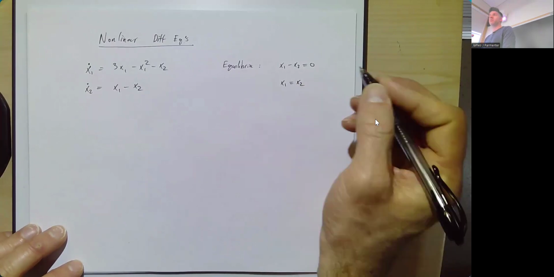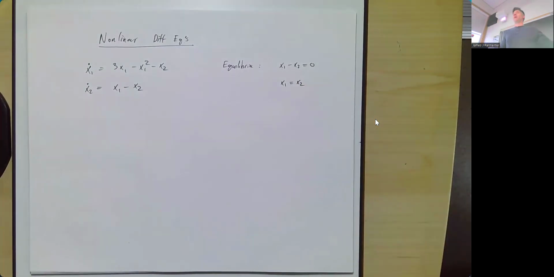that gives me that any equilibrium has to be where x1 is equal to x2. Now, that doesn't mean everything like that is an equilibrium, right? I'm not going to get 1, 1, and 2, 2, and 3, 3, and 4, 4, et cetera. It just means that I'm limited to those sorts of things. But I'm going to be further limited by the other differential equation.